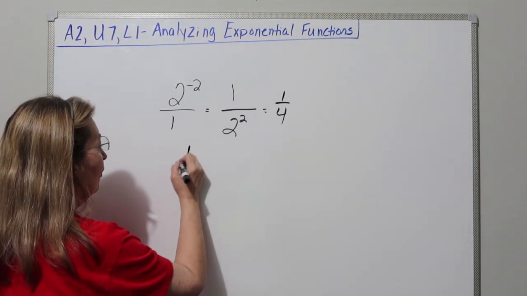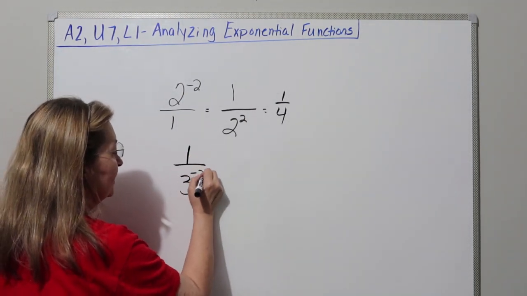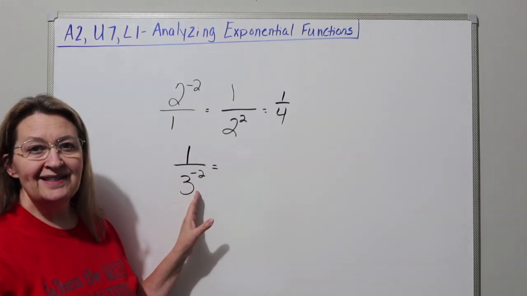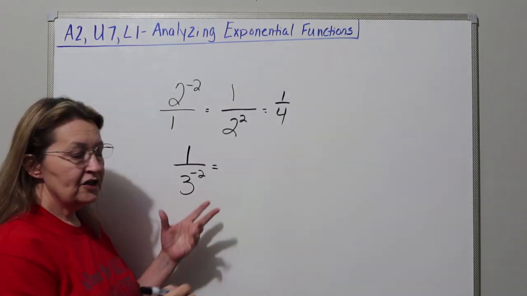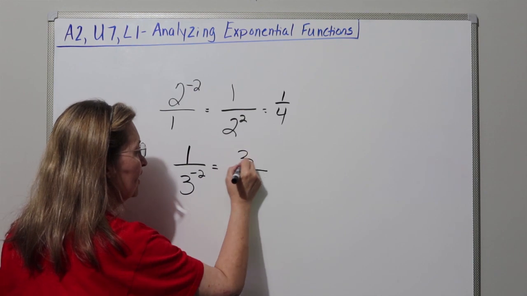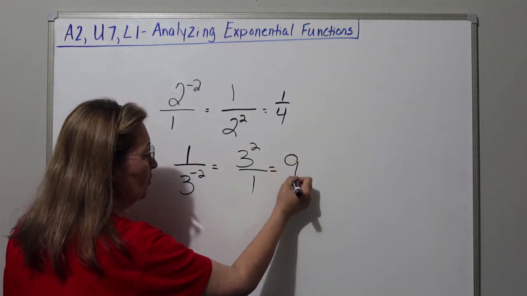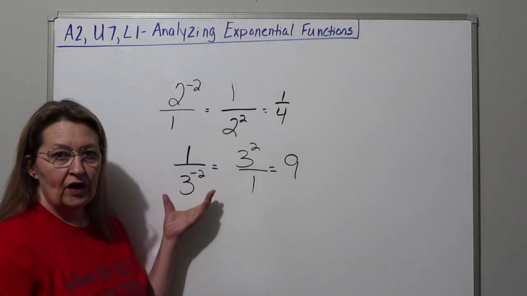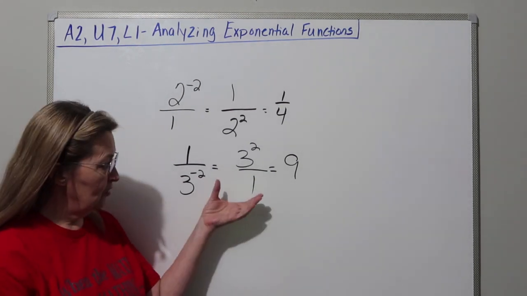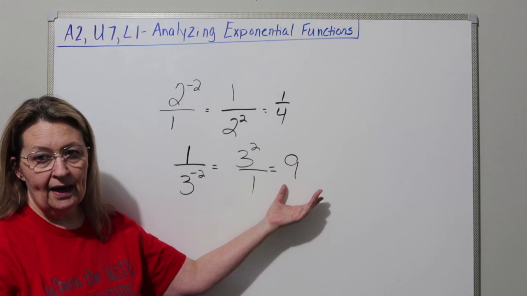What if I had 1 over 3 to the negative 2? It still means it's unhappy where it is. So I need to move it to the other side of the fraction bar. That would be a 1 there. And 3 squared would be 9. So 1 over 3 to the negative 2 would convert to 9.